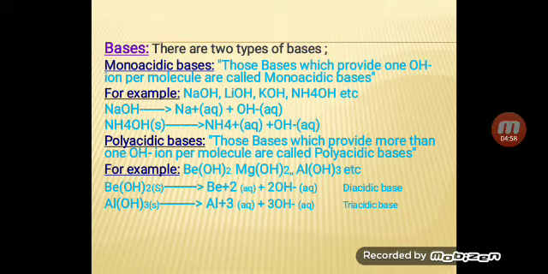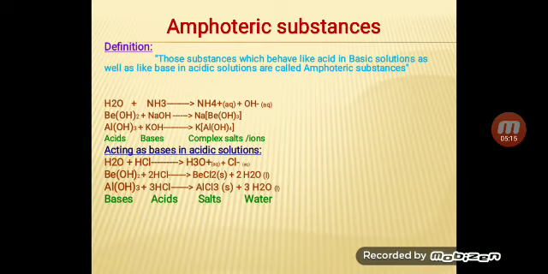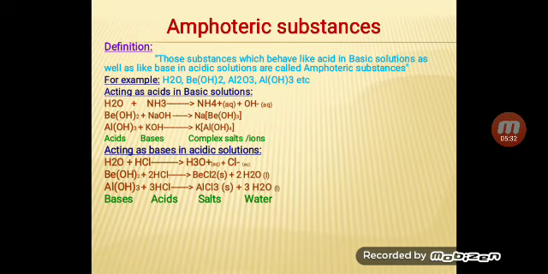These contain more than one hydroxyl group per molecule. Among these, beryllium hydroxide and magnesium hydroxide are known as diacidic bases, while aluminum hydroxide is known as a triacidic base. Now, amphoteric substances. Amphoteric substances can be defined as those substances which behave like an acid in basic solution, as well as like a base in acidic solution. For example, water, beryllium hydroxide, aluminum oxide, aluminum hydroxide, etc. are examples of amphoteric substances.